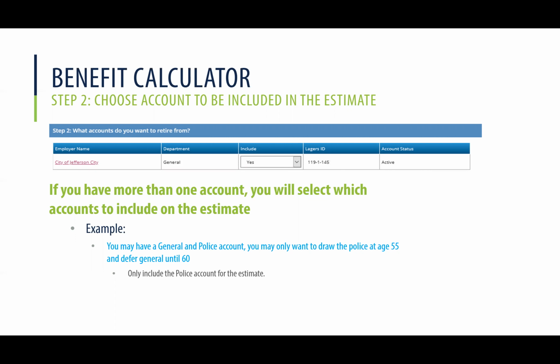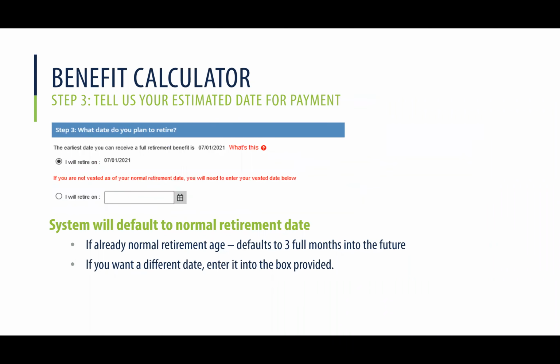So we do have situations sometimes where a police officer had some general employment, but he wants to go ahead and take his police service at age 50, for early retirement, but he's not yet eligible for his general because he can't take that until 55. So that would be a situation where he would choose only his police account and then not the general account because he wouldn't be eligible yet. So you choose what accounts you want to include in your estimate.